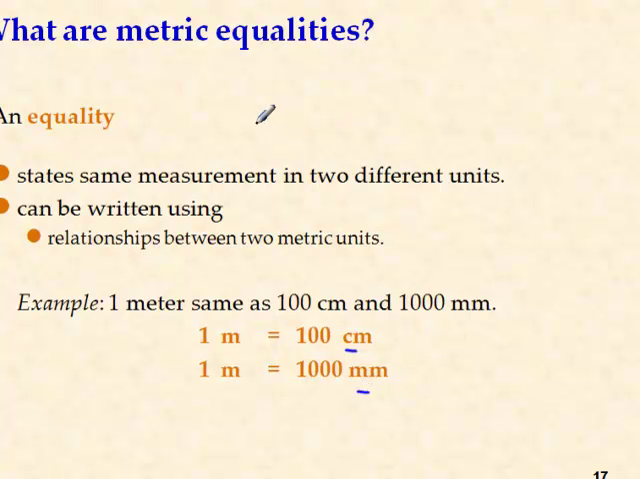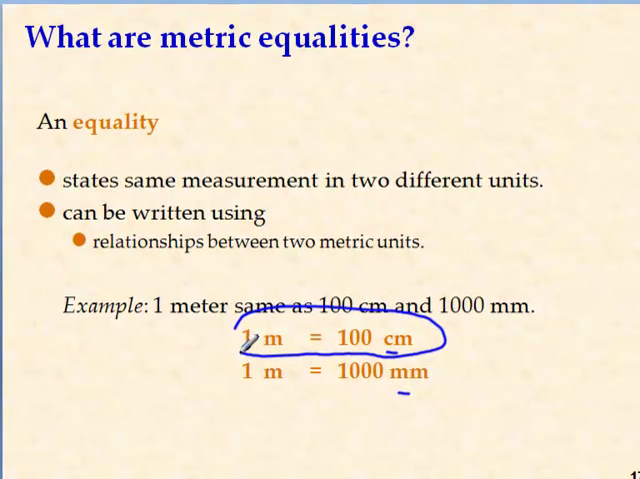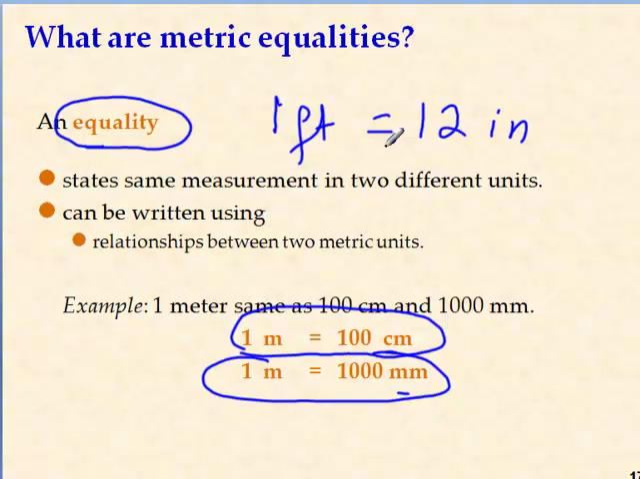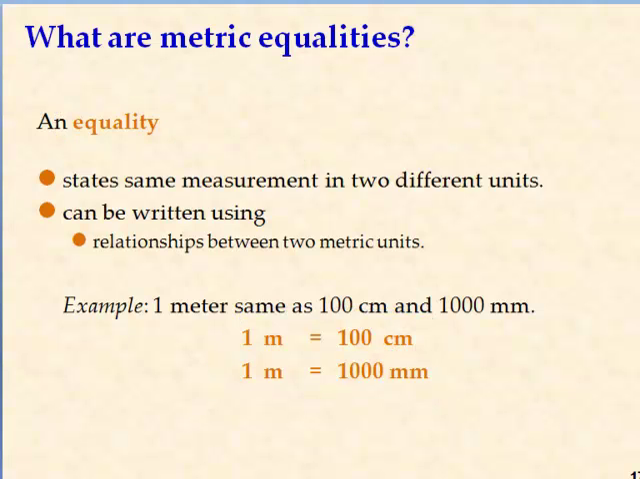Now the relationship expressed here, for example, 1 meter equals 100 centimeters, or a meter equals 1,000 millimeters, is called an equality. So know this term, because often I'll ask you, what is the equality between these two values? For example, an equality you're more familiar with: a foot has 12 inches. So the equality is that they're both the same. That's a relationship between two units.